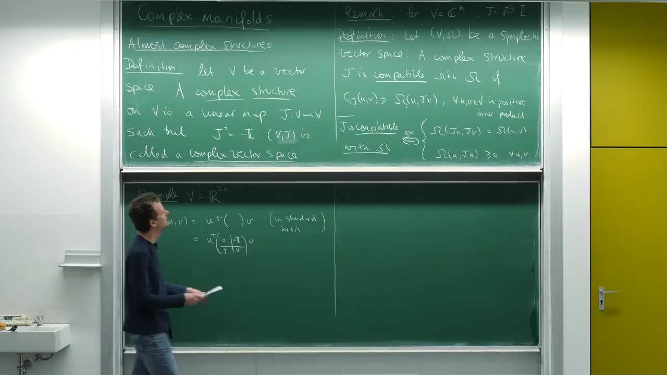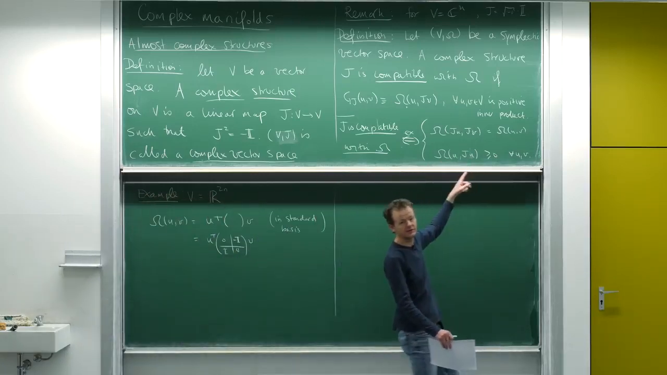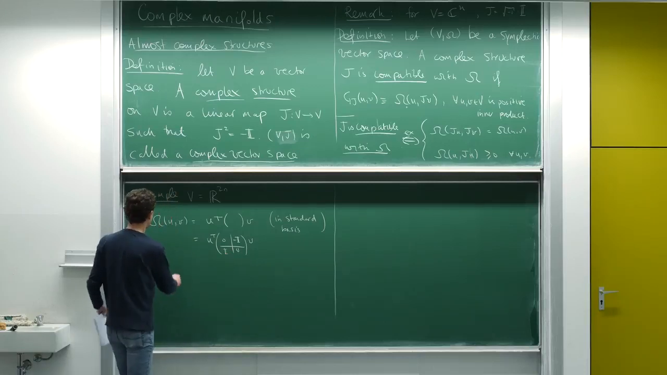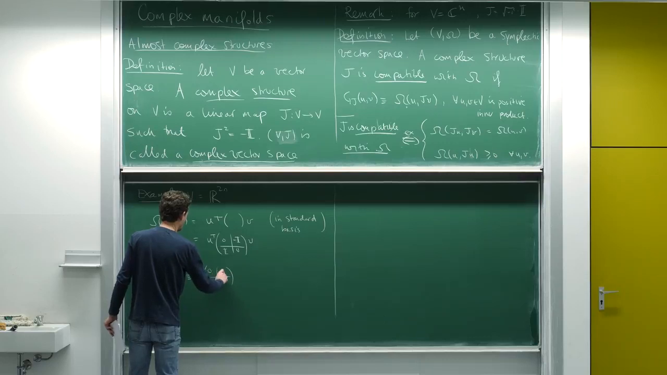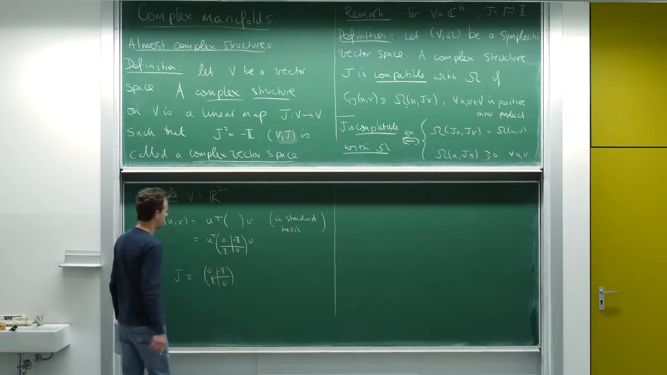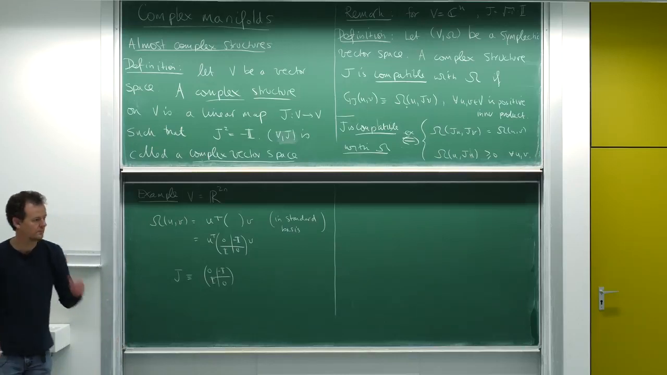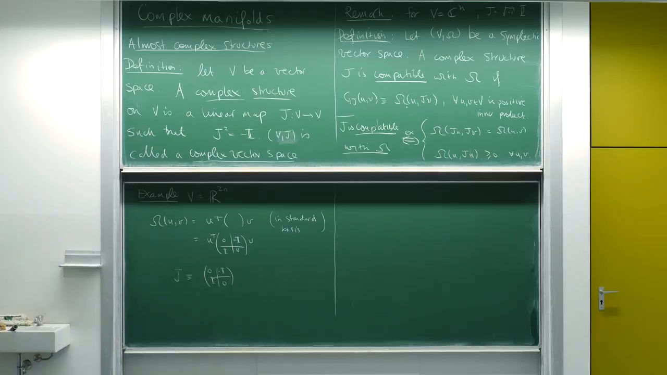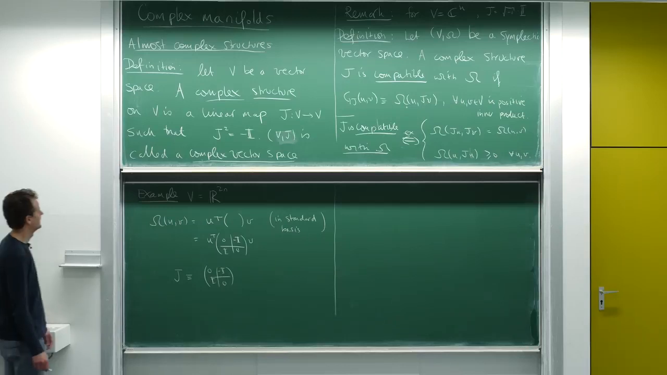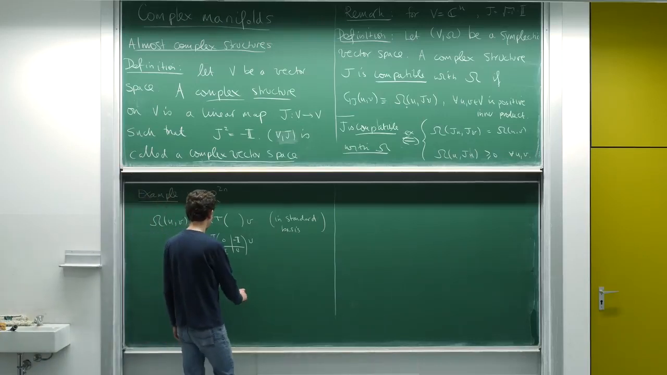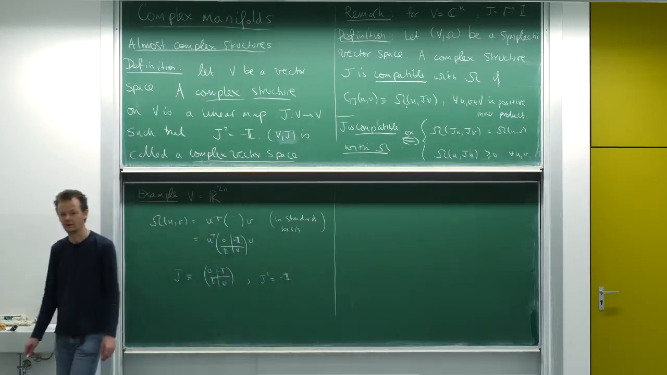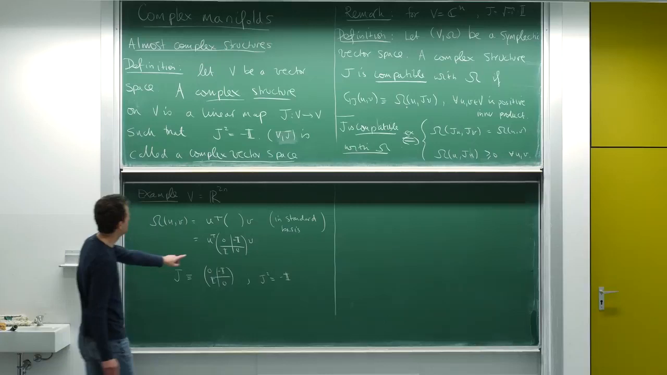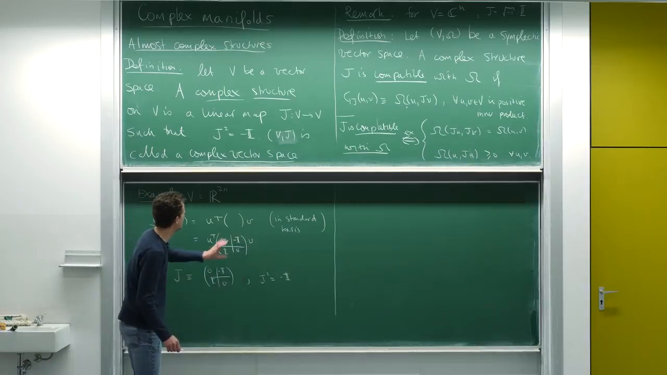And then you see that J, what on earth is J? Well, J is just this matrix here. J squared has a very nice property. It's minus the identity. So it's a complex structure. And if you stick J here, it squares to minus the identity.